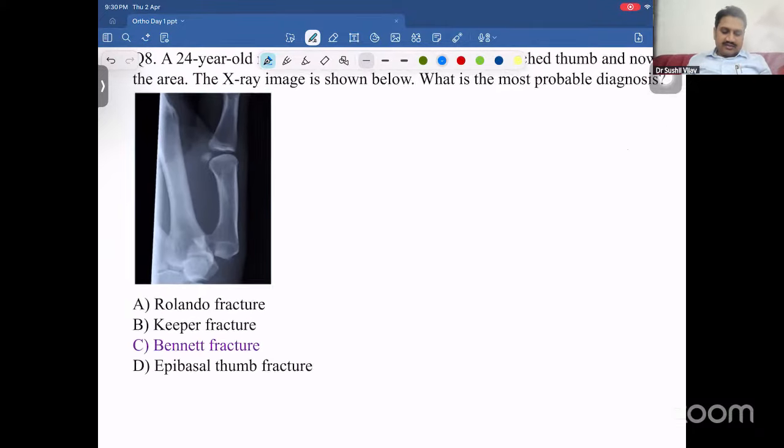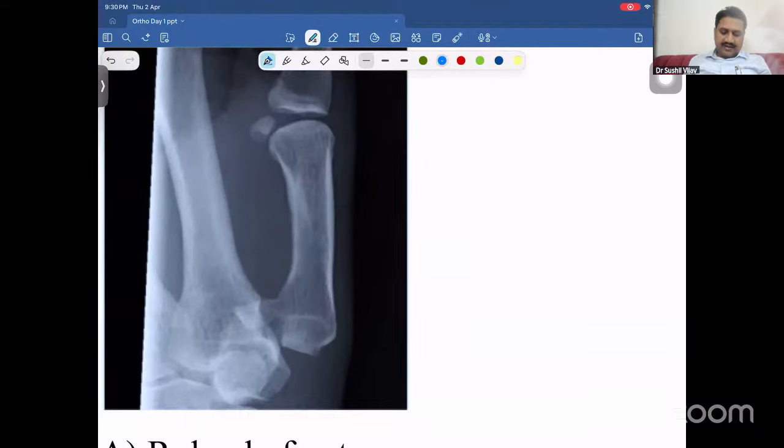What kind of fracture is this? ये क्या है? If you can make out, the first metacarpal, right? First metacarpal. So there is a fracture over here of the first metacarpal. One fragment is this and one fragment is this.